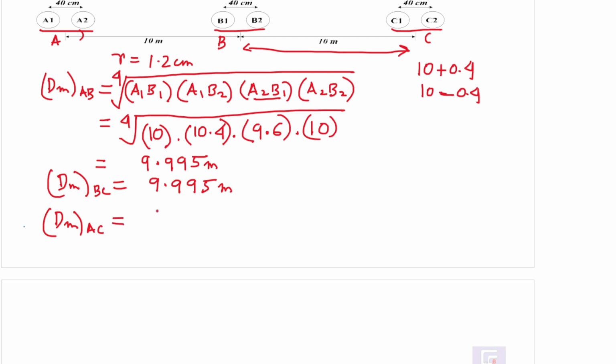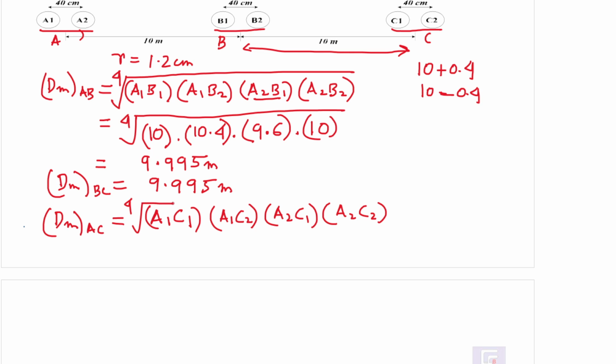Let us explore what are the different options available. First we have A1C1, then we have A1C2, then we have A2C1, then A2C2. And we have four terms, so you should take the fourth root. So what is A1C1? The distance from A1 to C1 is 20.